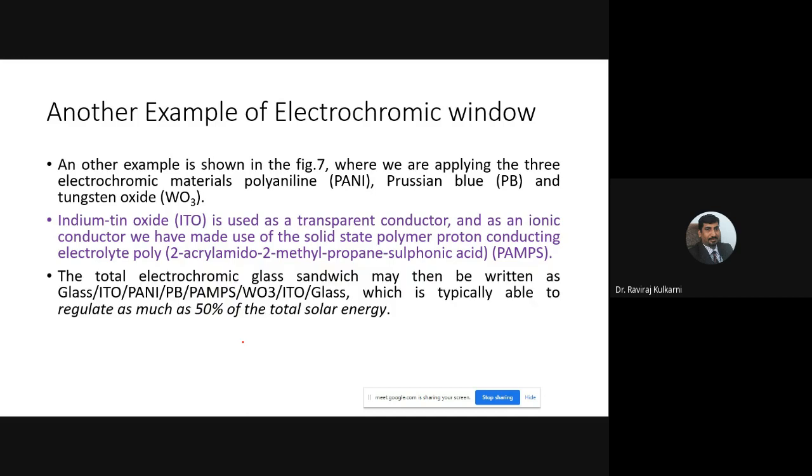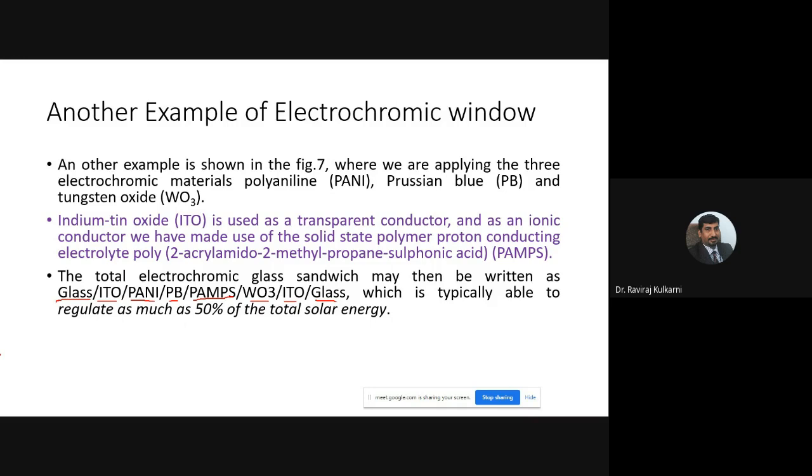The total electrochromic glass sandwich may then be written as: the construction is two glasses, inside coated with ITO because you have to make it conducting. One side is the anode, polyaniline and Prussian blue, a dye, then the electrolyte, a conducting polymer, here the proton exchange membrane, and tungsten oxide again as the cathodic material. There are so many examples. Research every day, new materials come.